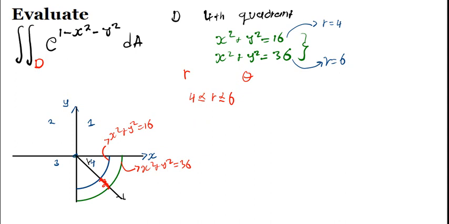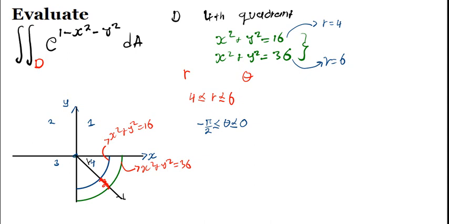Let's look for the limits of integration in terms of theta. There are two sets that you can use that give you the same thing. For theta, I can choose to start from minus pi over 2, then go all the way to 0.